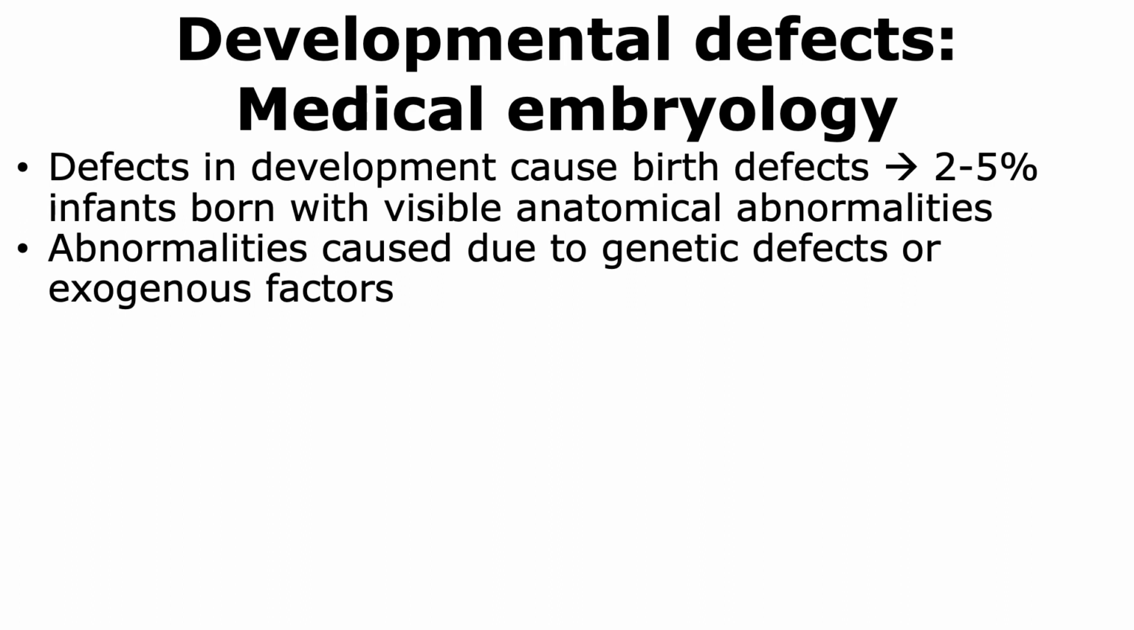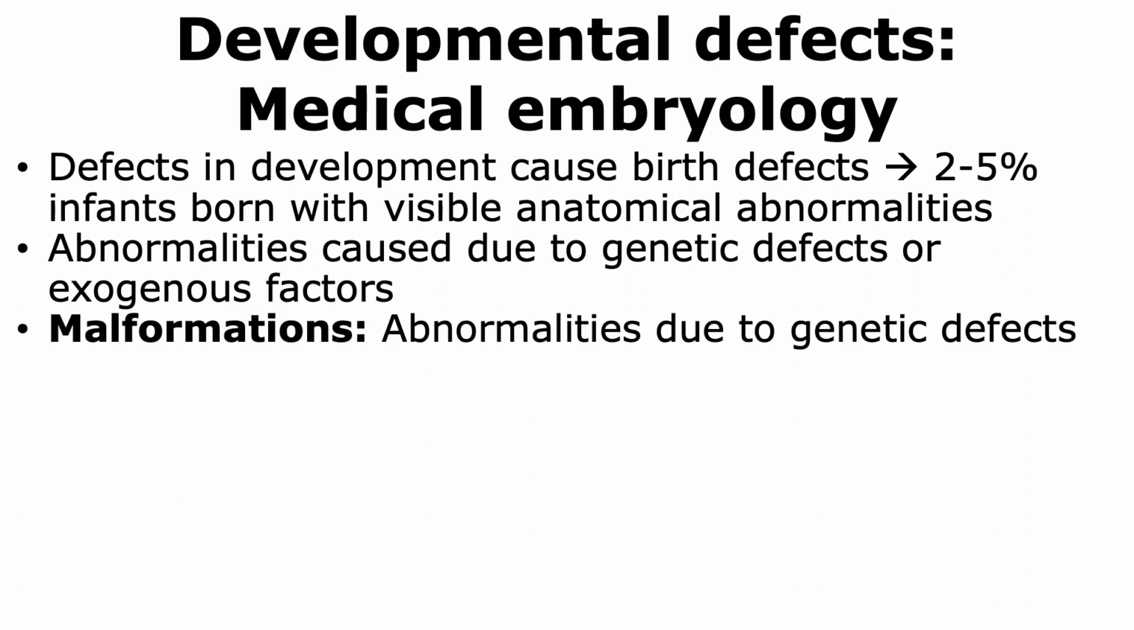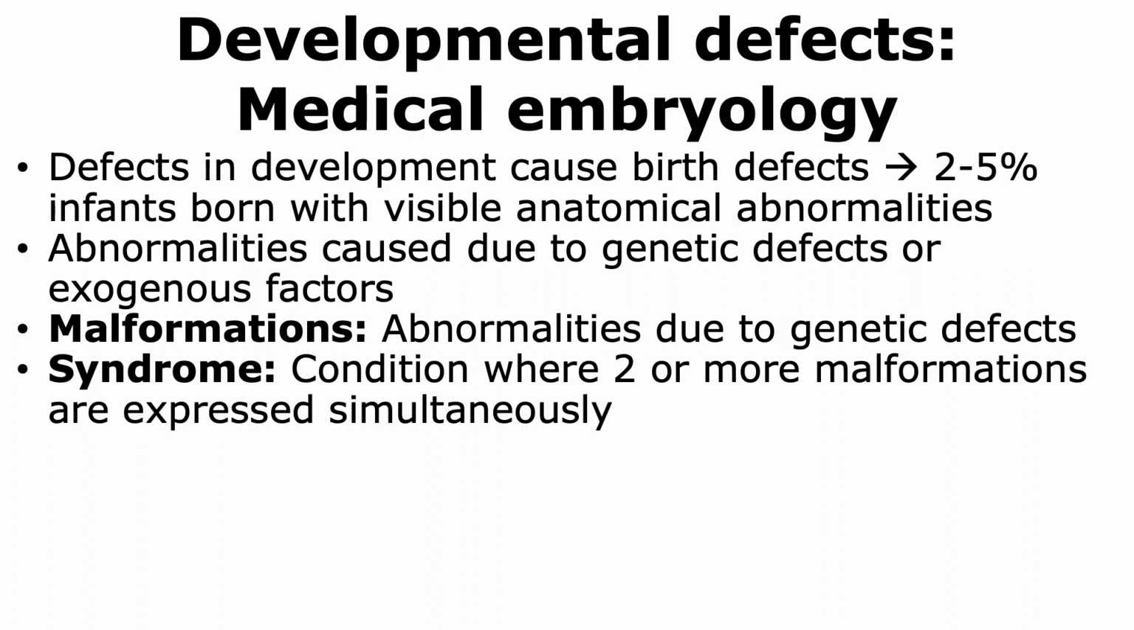Now, abnormalities can be caused either due to genetic defects or due to exogenous factors, or factors that are in the environment. Let's look at some terms involved, and one term is malformation, which is a developmental abnormality that is due to a genetic defect. This genetic defect could arise due to a mutation in the genes or due to the inheritance of genes that are defective. Another term is a syndrome, which is a condition where two or more malformations are expressed simultaneously.